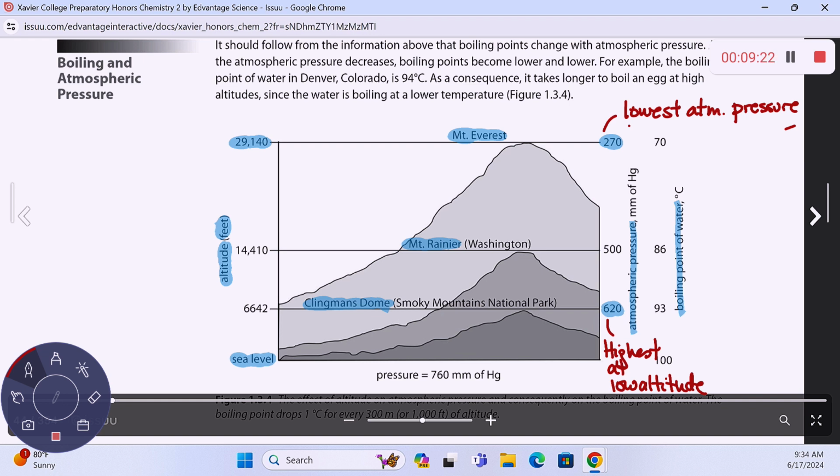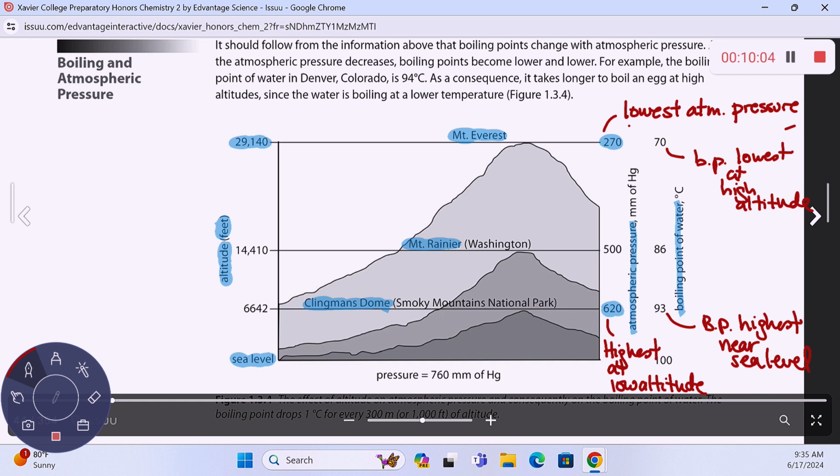Now, in terms of the boiling point, you'll notice that the boiling point is the highest near sea level. And that's because you have to get the vapor pressure of that liquid, in this case water, to meet the atmospheric pressure above it so that it boils. And the atmospheric pressure is going to be the highest at sea level. And then your boiling point would be the lowest at high altitude, due to the fact that your atmospheric pressure dropped when you went up to that higher altitude, okay?